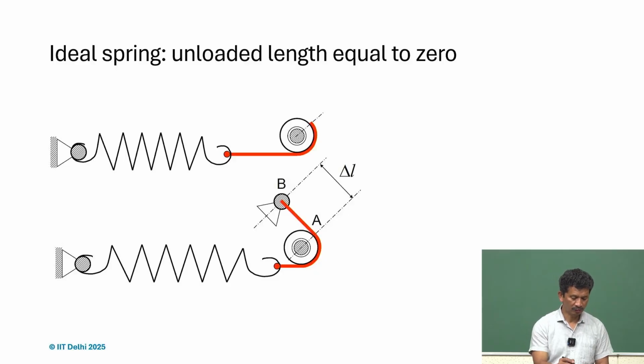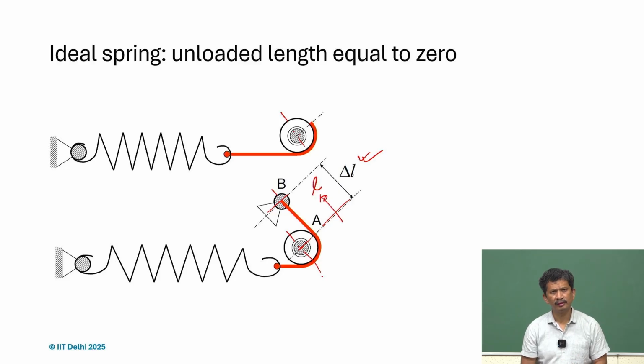So in all these cases, the spring is behind, and suppose we put it over a pulley and then attach it. Whatever delta L is, that is the extension, and if you are measuring from A, whatever the length is, that is actually the deflection. We can straight away use L for the deflection, and we can say that it's a zero length spring.